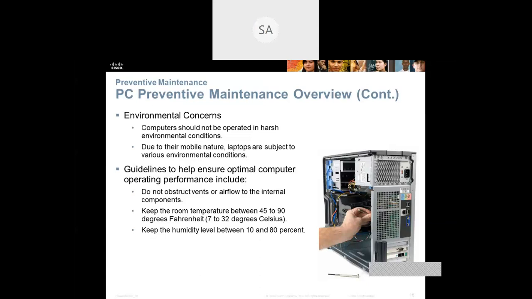Now, what are the guidelines to help your computer have optimal operating performance? One, do not obstruct the vents or airflow to the internal components. Number two, keep the room temperature between 45 to 90 degrees Fahrenheit, which is about 7 to 32 degrees Celsius, and keep the humidity level between 10 to 80%. That is why in the vicinity of computers, we provide cooling or an air conditioner to make sure that the components do not overheat so that the computer can operate well.